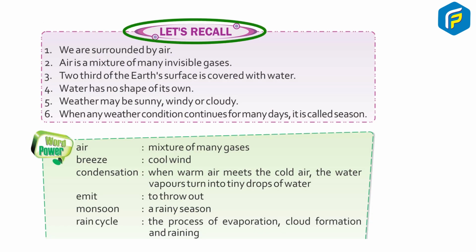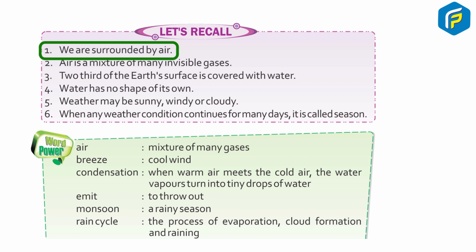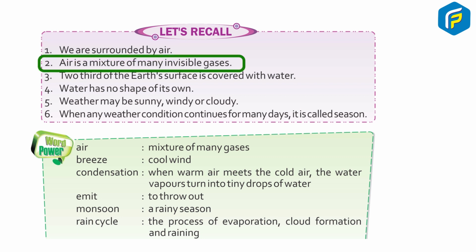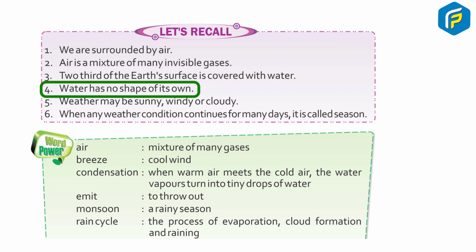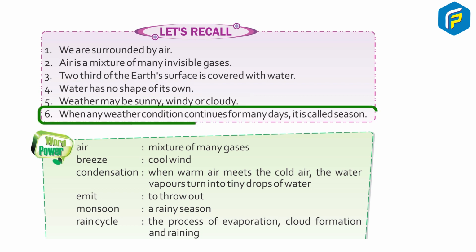Let's recall. 1. We are surrounded by air. 2. Air is a mixture of many invisible gases. 3. 2/3 of the Earth's surface is covered with water. 4. Water has no shape of its own. 5. Weather may be sunny, windy, or cloudy. 6. When any weather condition continues for many days, it is called season.